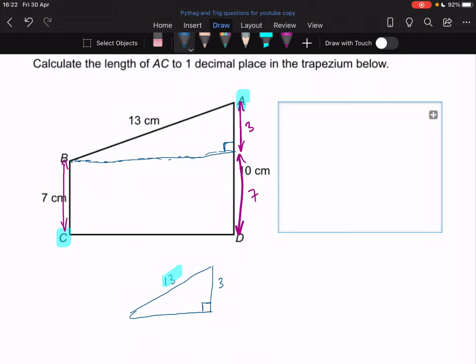If it's the long side, then we square add. If it's one of the short sides, then we square subtract. So would you say that a squared is equal to the longest side squared, take away one of the short sides squared?